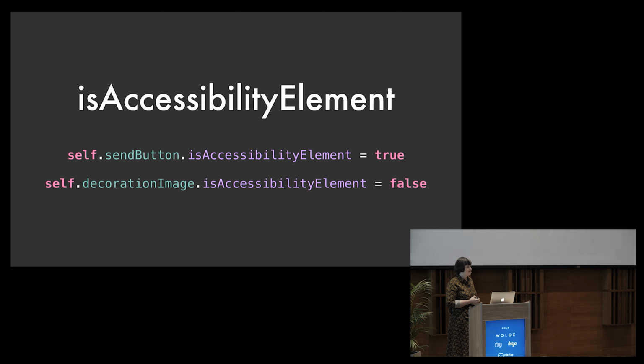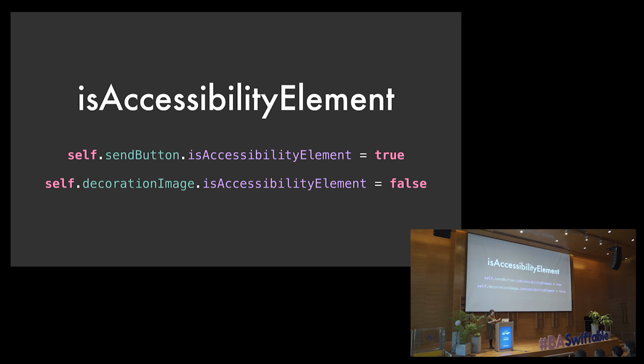The first is isAccessibilityElement. This is basically telling the assistive technology, hey, I'm an accessibility element, you need to tell the user about me. So if we have something like a button, we would definitely want that to be an accessibility element. Again, you wouldn't actually do this because the button by default already has this enabled. But if you have something like a decorative image, something that isn't actually conveying any information, it's just there for prettiness, then for that you just say, this is not an accessibility element.